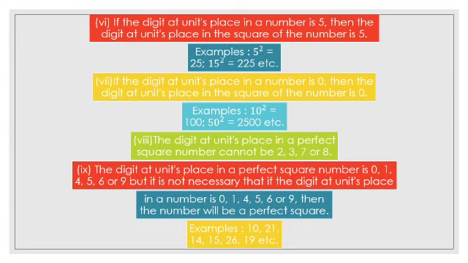Next, the digit at the units place in a perfect square cannot be 2, 3, 7 or 8. We observed from the square table that we can't get a square with 2, 3, 7 or 8 at the units place. The digit at the units place in a perfect square is 0, 1, 4, 5, 6 or 9, but it is not necessary that if the digit at the units place in a number is 0, 1, 4, 5, 6 or 9, then the number will be a perfect square. Example 10, 21, 14, 15, 26, 19, etc.